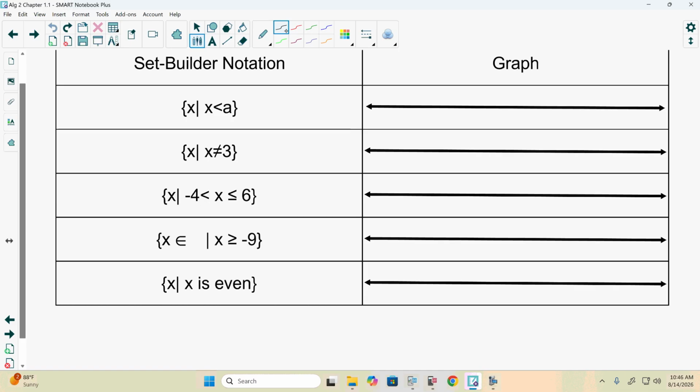We talked about the first one, brace x bar, the set of all real numbers such that, and then we have our description, x is less than a. And as we looked at the graph of this yesterday, we got something like this here. The second one, the set of all real numbers such that x is not equal to 3. Well, we ended up just shading the entire number line except for 3. It's everything but 3.